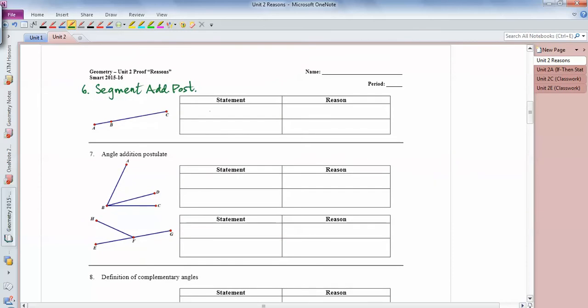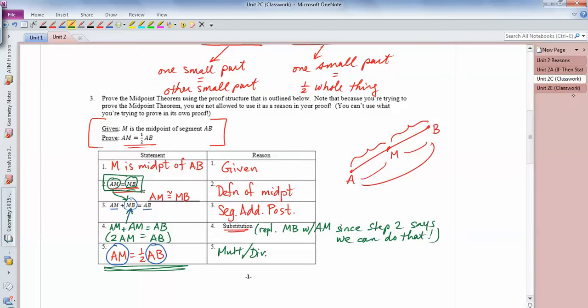doesn't actually matter what stuff you have before you use it, because as long as B is in between A and C, you can always say AB plus BC equals AC. And this we learned in the last unit, and that's using the segment addition postulate. So that's how it shows up in a proof, right? And in fact, I think we did a proof that used that somewhere. Let's see, did we? Let me check right here.